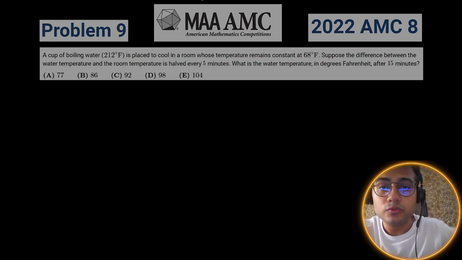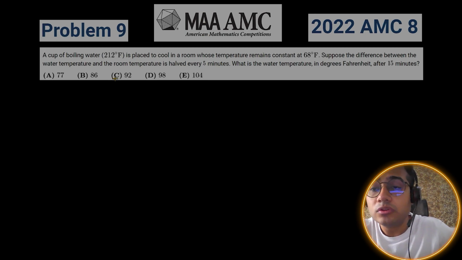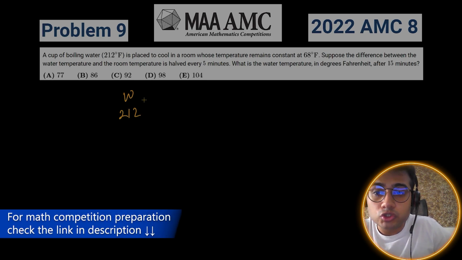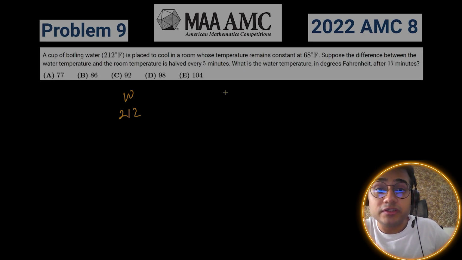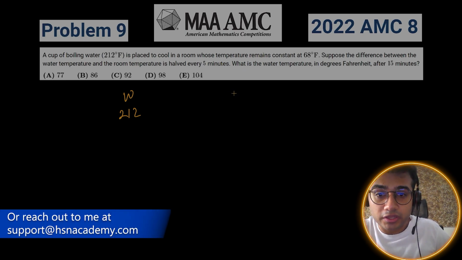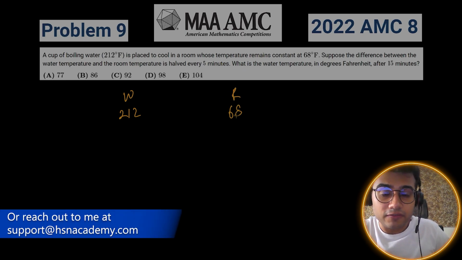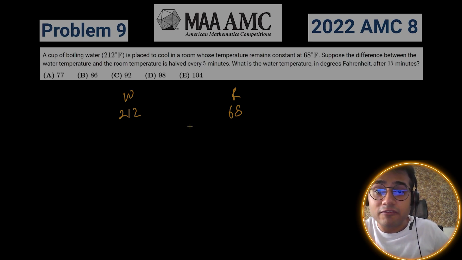Okay, so in this word problem, they told us that a cup of boiling water has a temperature of 212 Fahrenheit. And the room temperature, which stays constant, it doesn't change, is 68 Fahrenheit. Now their difference is halved every 5 minutes, and they want us to know what the temperature of the water will be after 15 minutes.